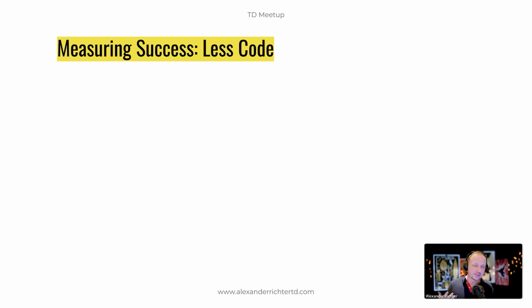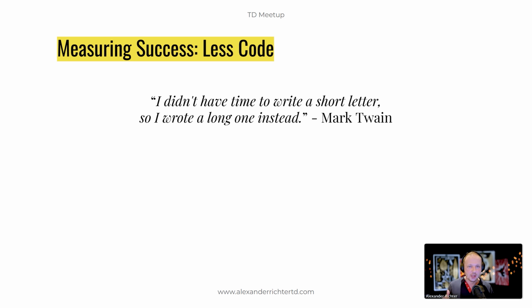The other way I measure success in a 90% pipeline is less code. I follow this quote by Mark Twain: "I didn't have time to write a short letter, so I wrote a long one instead." And if you ever coded something, that is actually true. If you just write something fast, often the code is long. If you spend more time with the code, optimizing, making a second draft, a third draft, you reduce the code.